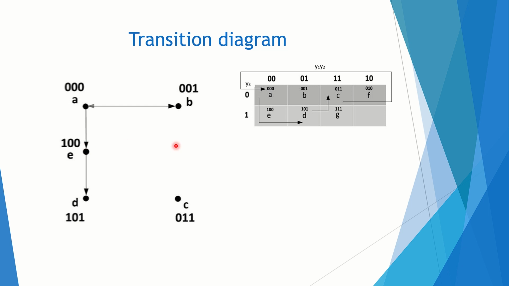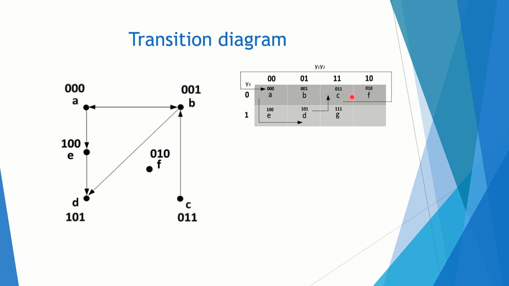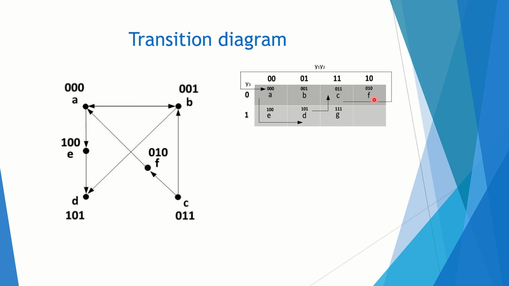Then the transition B to A, then B to D, B to C, and then C to A. We have to give through a new intermediate state F, that is 0, 1, 0. New state F here, intermediate state. Then again C to D is given through G, that is G is 1, 1, 1, new state. C to D transition is given through here.